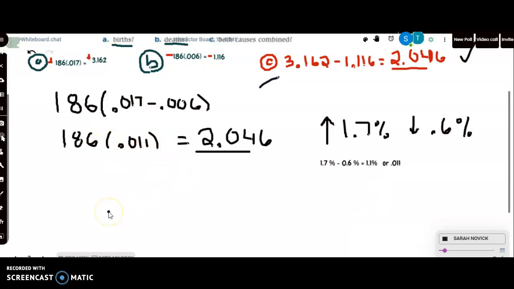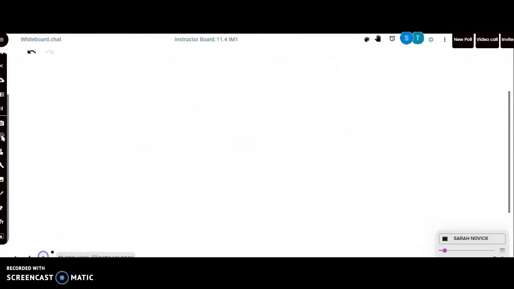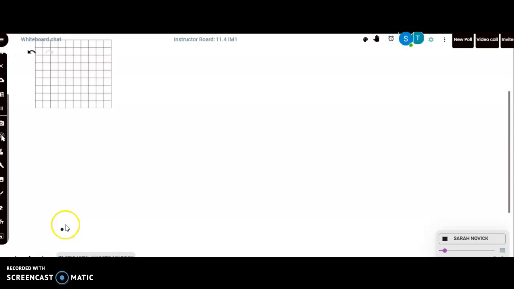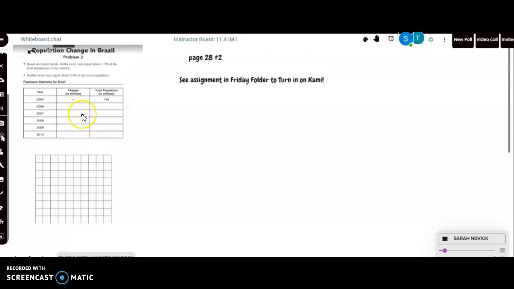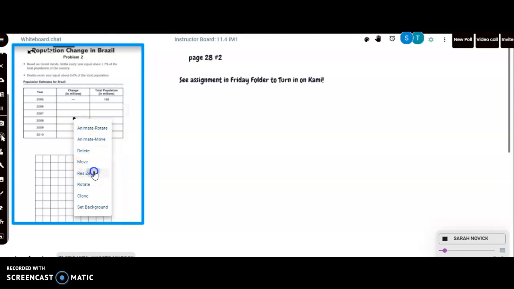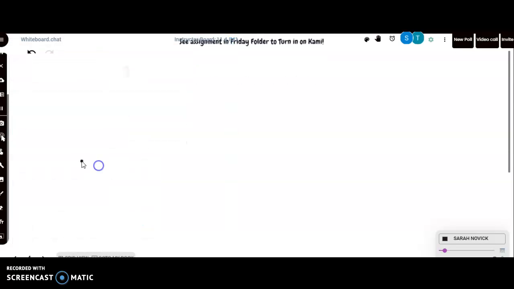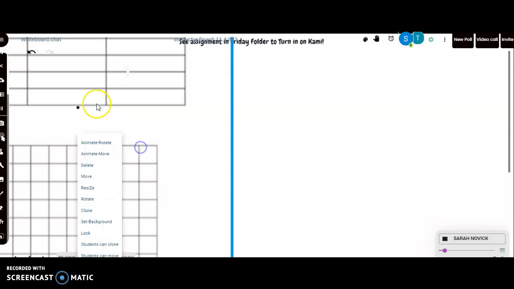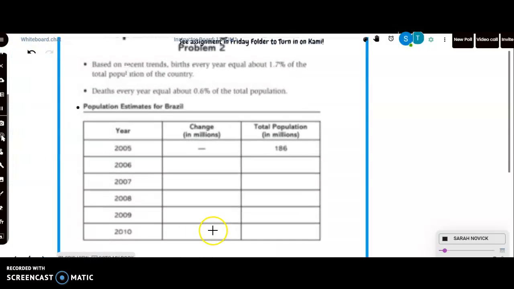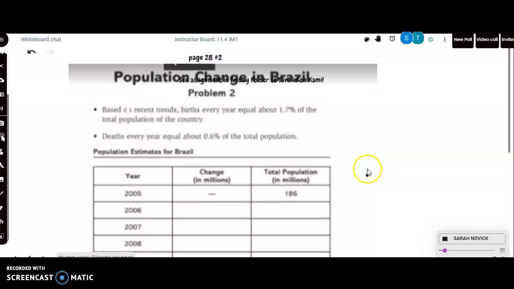All right, now that we're ready with that, let's take a look at our task for today. We are going to be filling out this table right in here. Let's resize it and move it. This is going to be your task for today. You're going to have this sheet, and you're going to be uploading it into Cami.